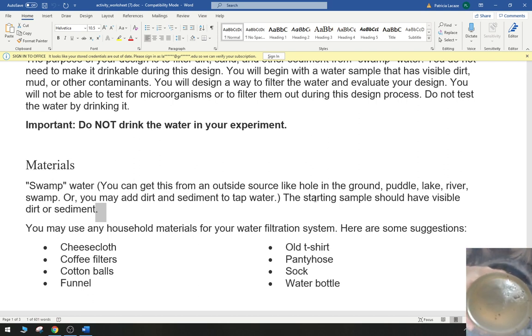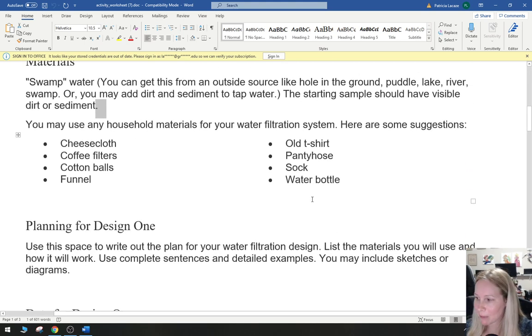I added pepper to it to give it more of a pond look. So this is fertilizer for our plants that I mix with water. So this is our pond water. Okay, it's not really pond water, but we're going to make it pond water. And I made my first design.